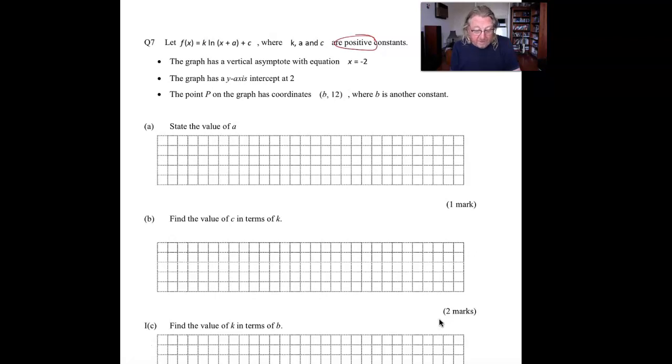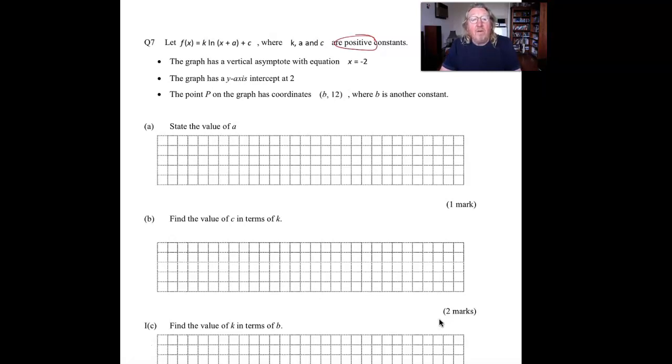The graph has a vertical asymptote at x = -2, has a y-axis intercept at the value 2, and P is a point on the graph with coordinates (b, 12). So we're going to need to use all of that information to find out these constants k, a, and c, and also b, I guess, further down.